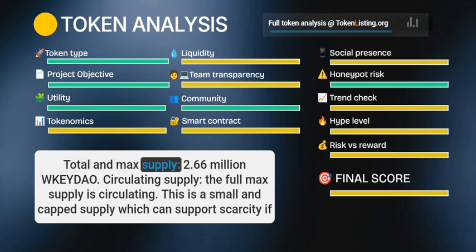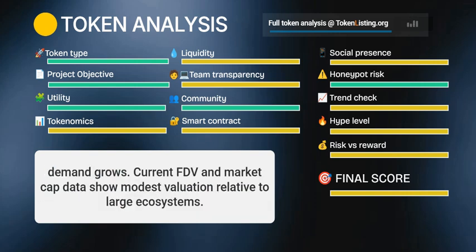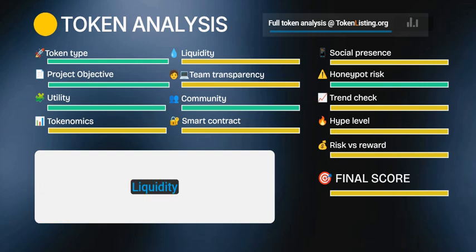Tokenomics. Total and max supply, 2.66 million WEBKEY DAO. Circulating supply, the full max supply is circulating. This is a small and capped supply which can support scarcity if demand grows. Current FDV and market cap data show modest valuation relative to large ecosystems.